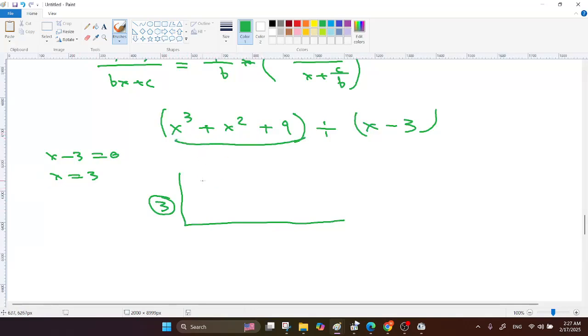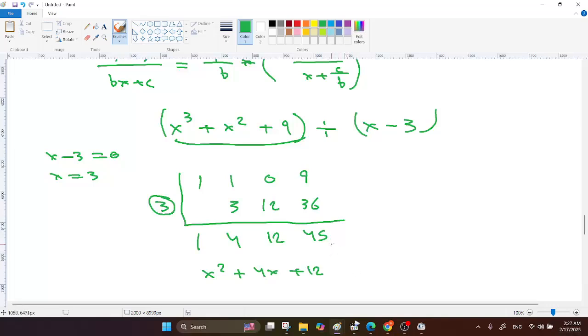Coefficient of x cubed is 1. Coefficient of x squared is 1. Coefficient of x is 0. Now the constant term, I mean, 9. Now put this one down, 1. Then multiply by 3, 3. Okay. Then add. Okay, you get 4. Multiply by 3, 12. Add, you get 12. Multiply by 3, 36. Add, you get 45. So our result is x squared plus 4x plus 12. Okay, this is our quotient.